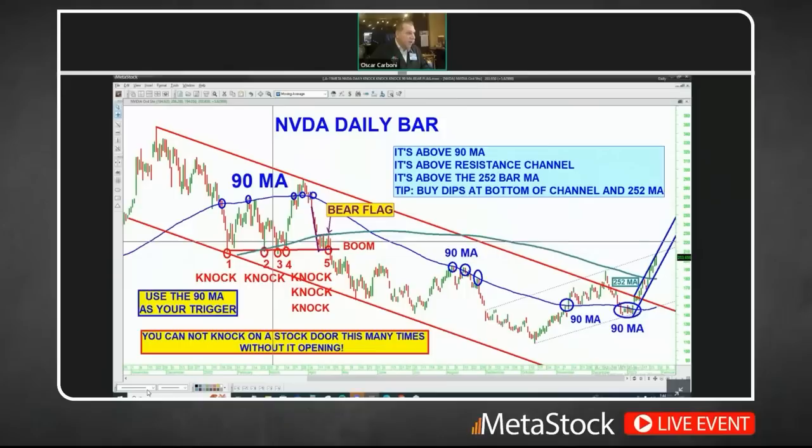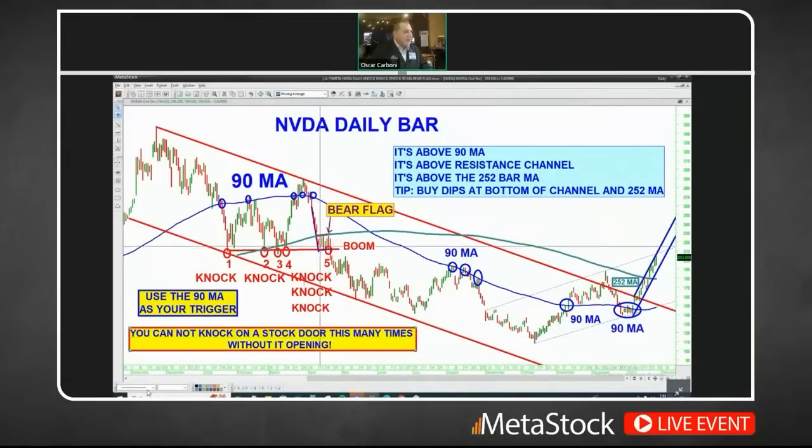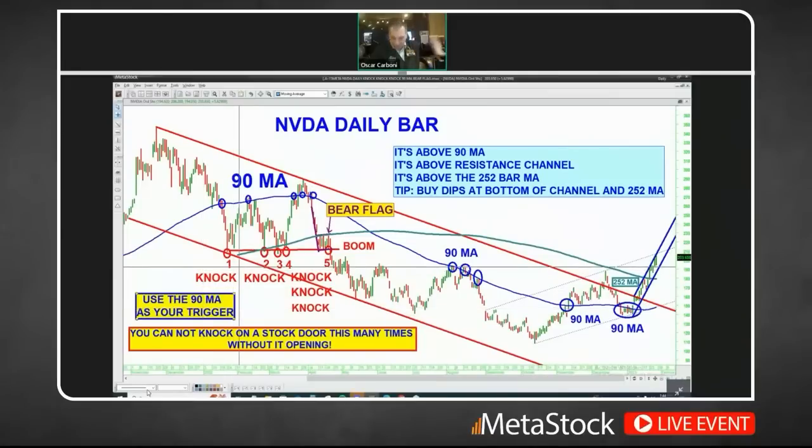It hits it again, knock, it doesn't open. Knock, it doesn't open. This time it has a big rally. Boom, boom. And when it hits this time, the door finally opens, just as we suspected. And down the market went. At the same time, we talked about using the 90 bar simple moving average as your trigger. That was then. Let's move to today.